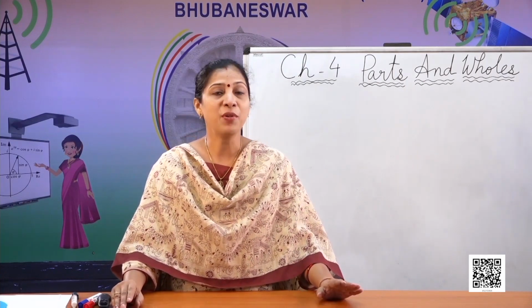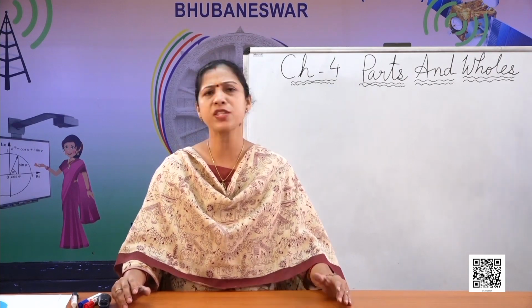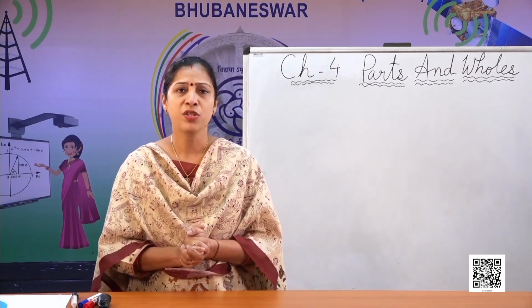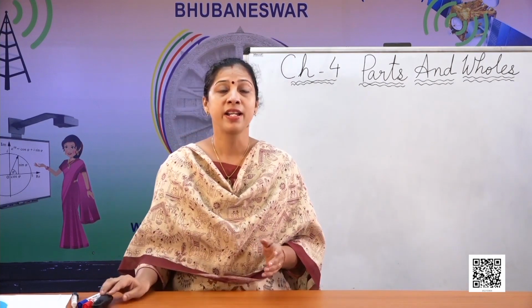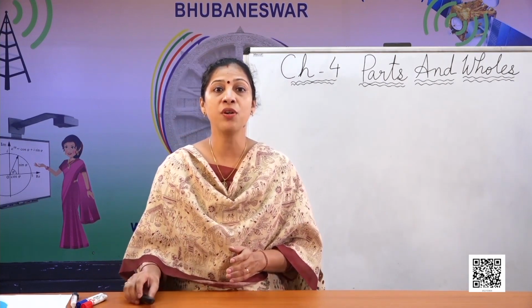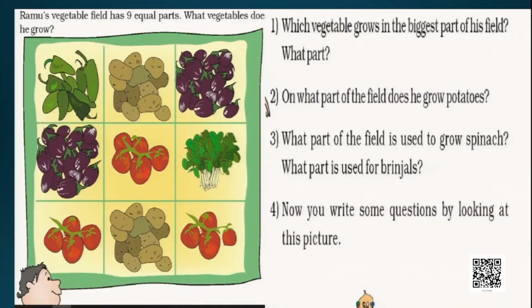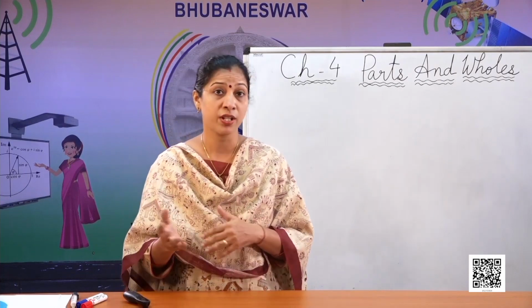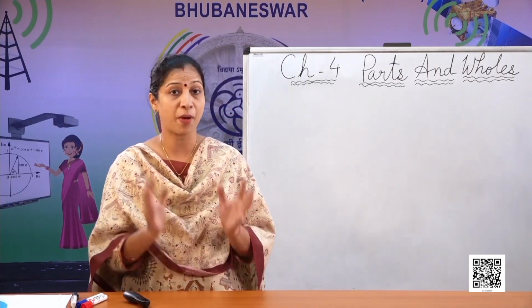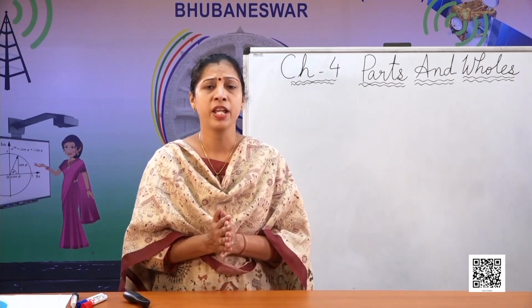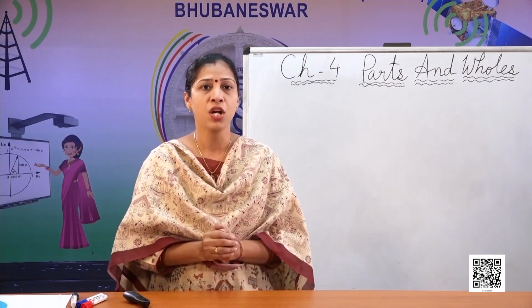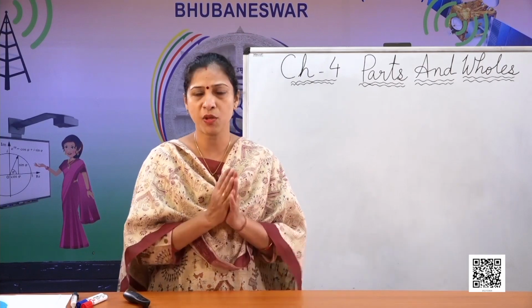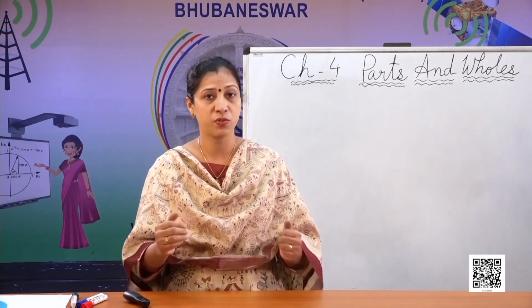So children, Ramu is a vegetable farmer. He is growing a lot of vegetables in his field. So what he has done, he has divided his field into 9 equal parts and he is growing different types of vegetables there. So today we are going to find out how he is growing the vegetables, what is the quantity or part of each vegetable, which vegetable is grown in the maximum quantity, which in the minimum quantity, and which vegetables are grown in equal quantities.